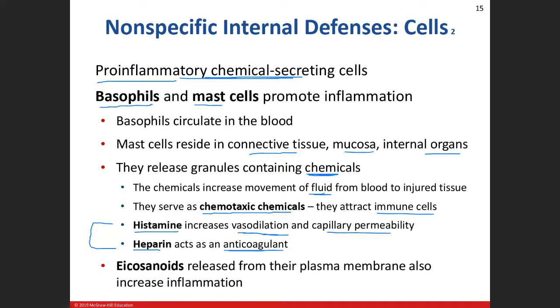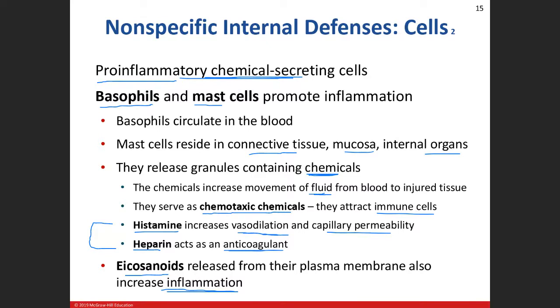In addition to all this, these cells will produce the eicosanoids, the locally acting hormones. Remember prostaglandins, leukotrienes, prostacyclins, all those fun chemicals we were talking about. These cells release these eicosanoids, which help to increase more inflammation.